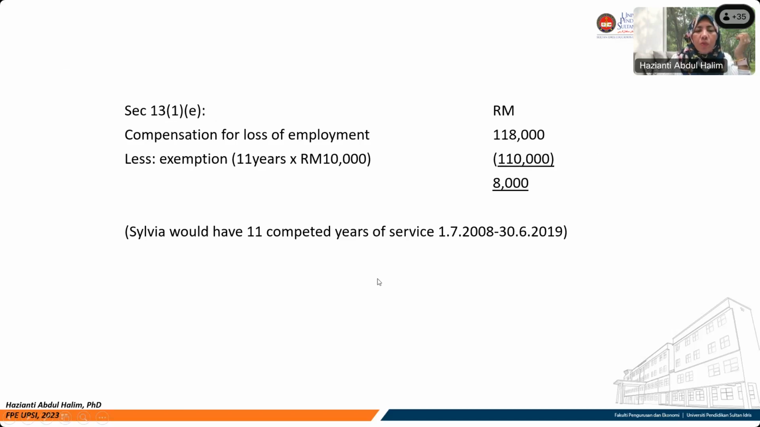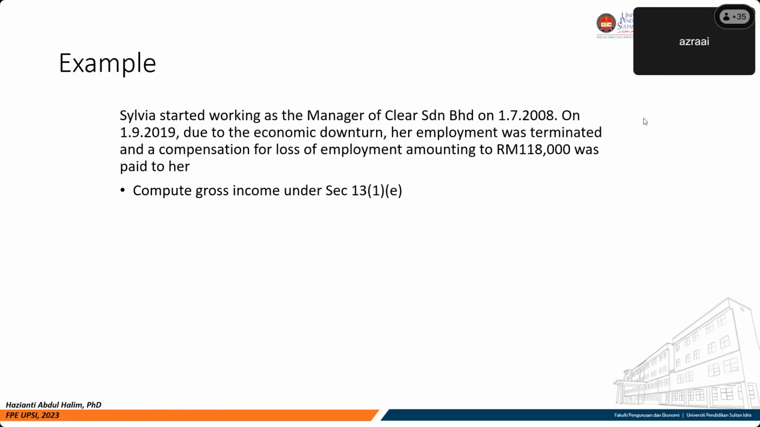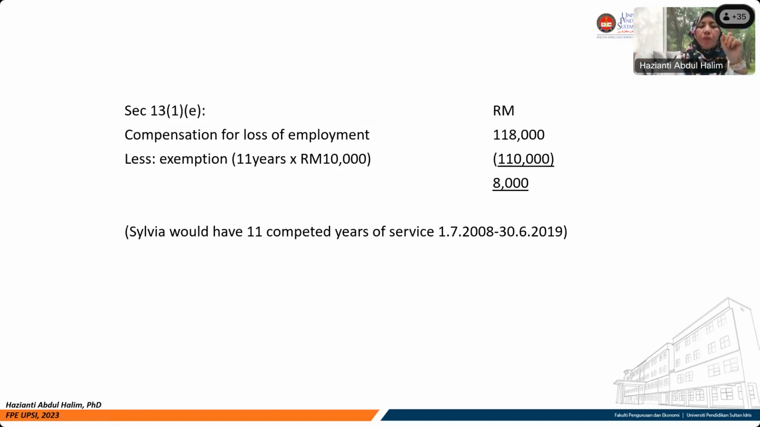Setahun 10,000. Okay. Kita tak prorate. Dia mesti cukup setahun. Dia keyword dia each completed year of service. Dia mesti cukup setahun. Okay, so kalau tengok dekat sini tadi, date dia Julai kan. So dia kena pergi Jun 2009 baru cukup setahun. So you kira lah sampai Jun tu.